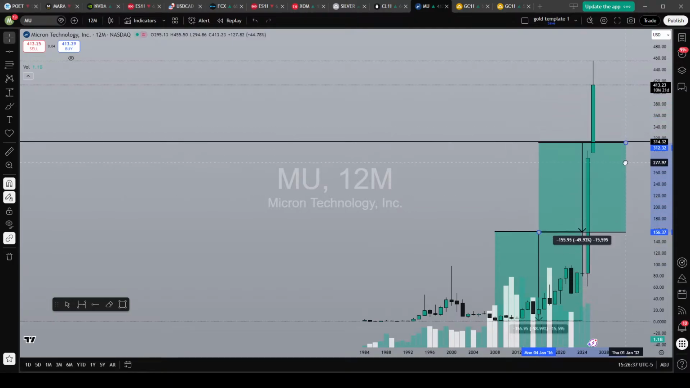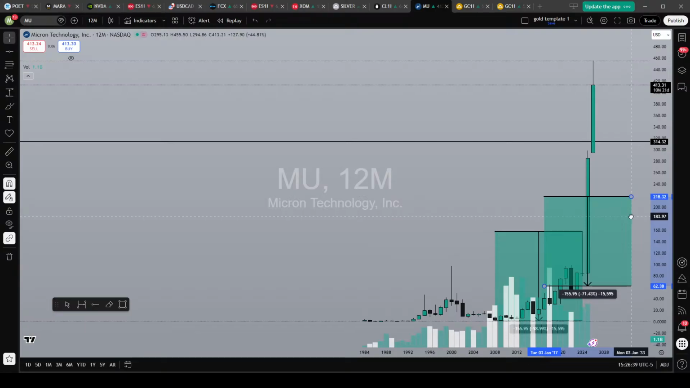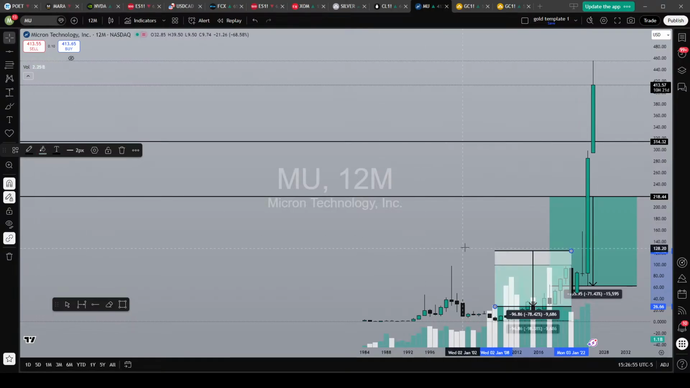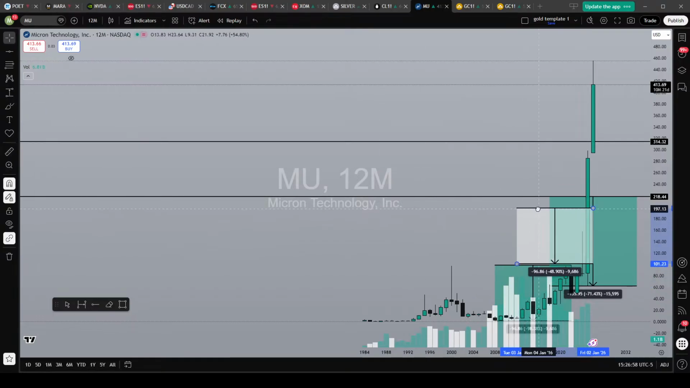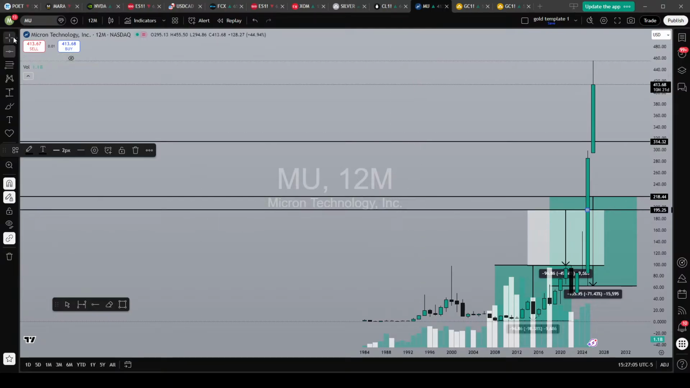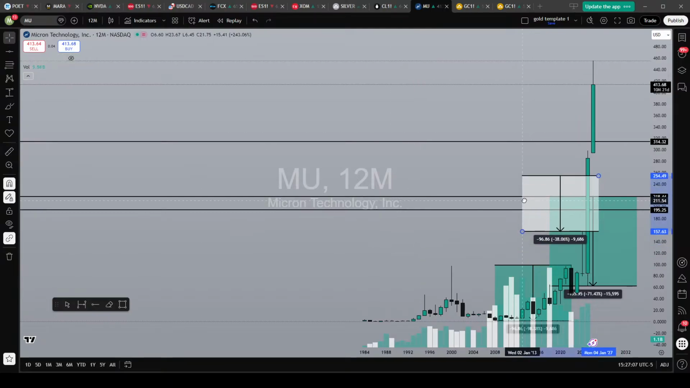In specific to these kind of ranges here, within the range in here. I don't know where my MU template went. It kind of disappeared.